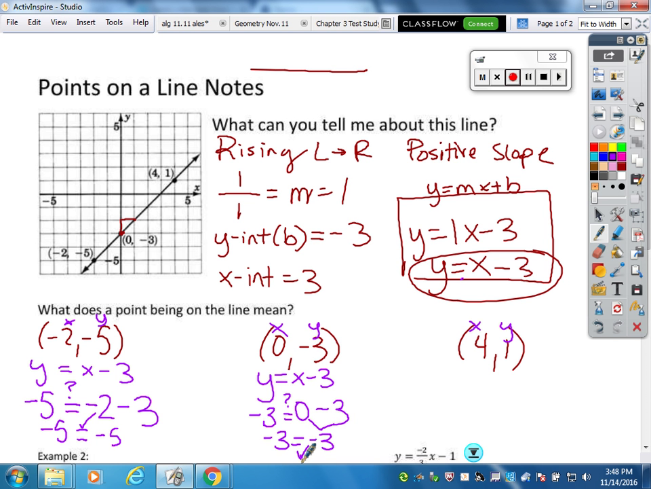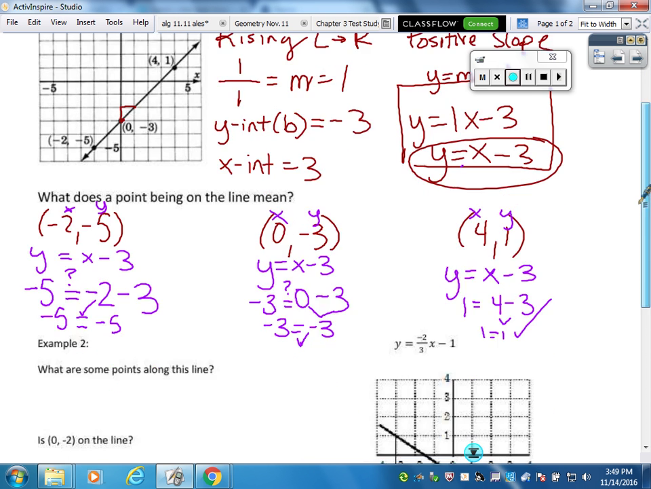Let's try it one more time. Is this point also on the line? We can see it, but let's see why it is. When I see y equals x minus 3, I plug in my y and I plug in my x, and 4 minus 3 is indeed 1, just like it said it should be. So being a point on the line means that it makes the equation of the line true. It makes it equal. We're going to use that today to help us out.